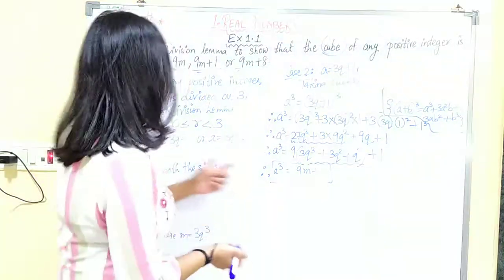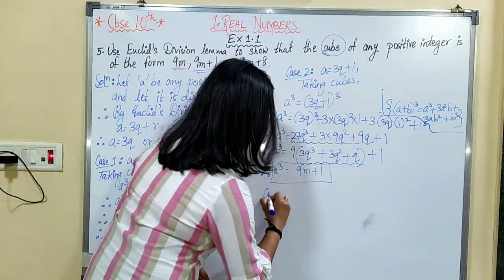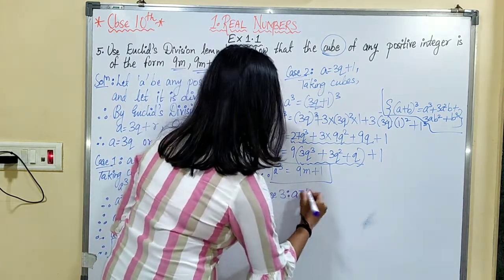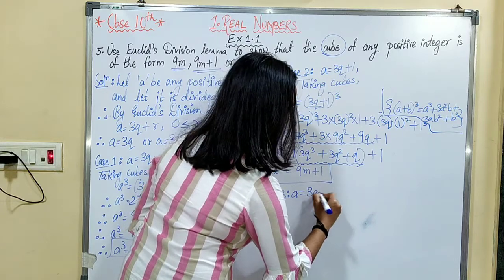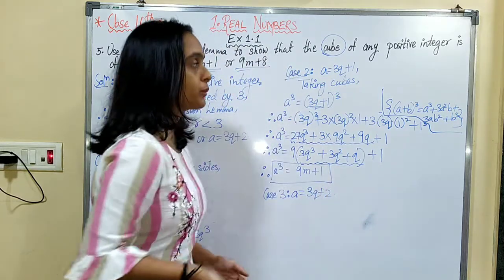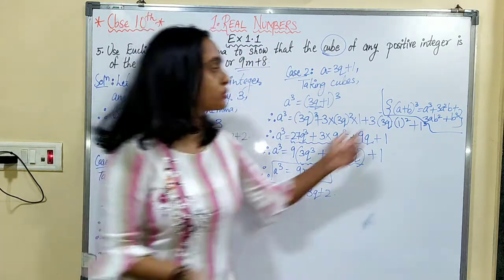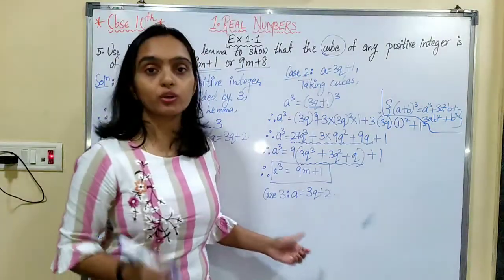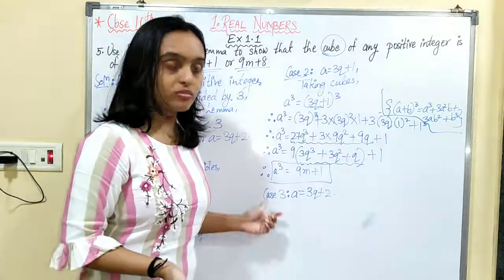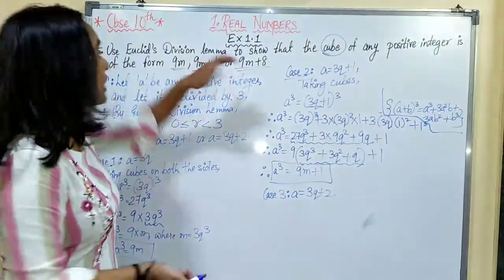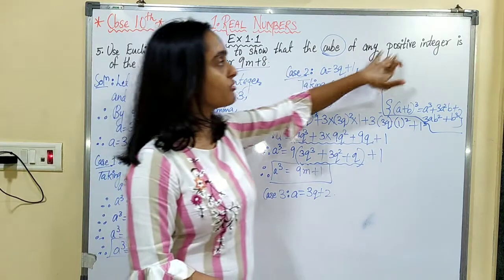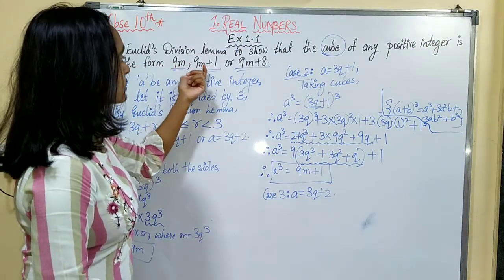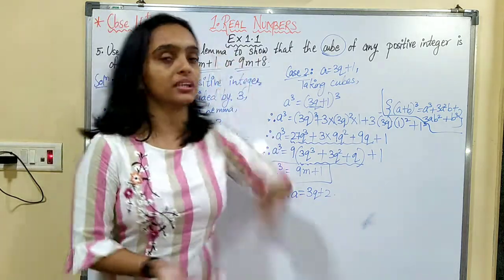Similarly you can solve for case 3, that is a equals to 3q plus 2. Here again you have to use the same expansion. It is similar to this. So I am leaving it for you guys to do it. After solving case 3, you will conclude that the cube of any positive integer is either of the form 9m, 9m plus 1 or 9m plus 8.